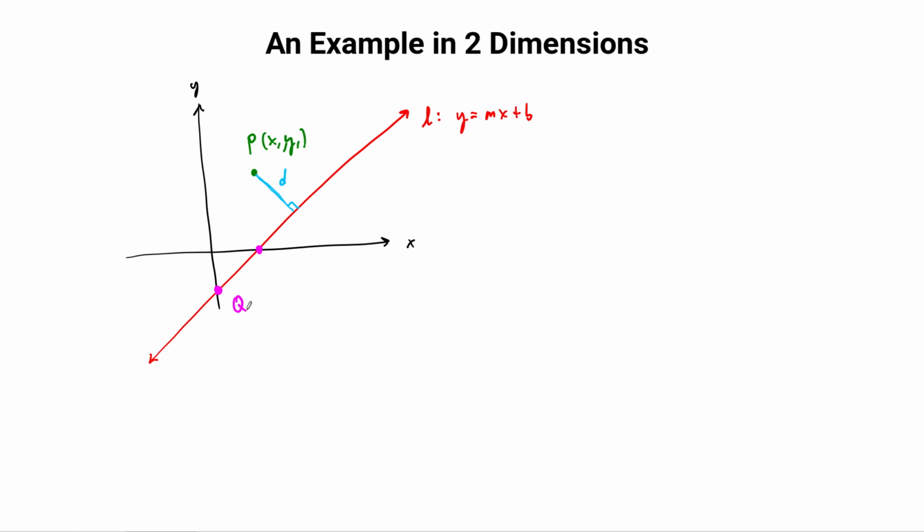Let's call these Q and R. Then we can make a couple of vectors here. We can make the vector QR, and we can make the vector QP or PQ, however you want. And then we can think about this. Again, d is our goal, right? We want to find the distance here.